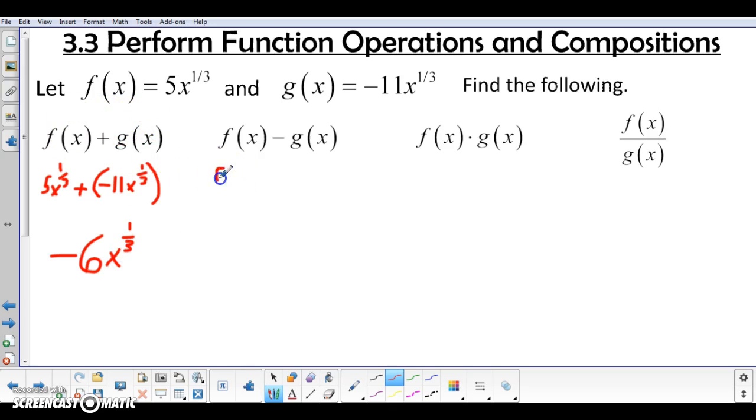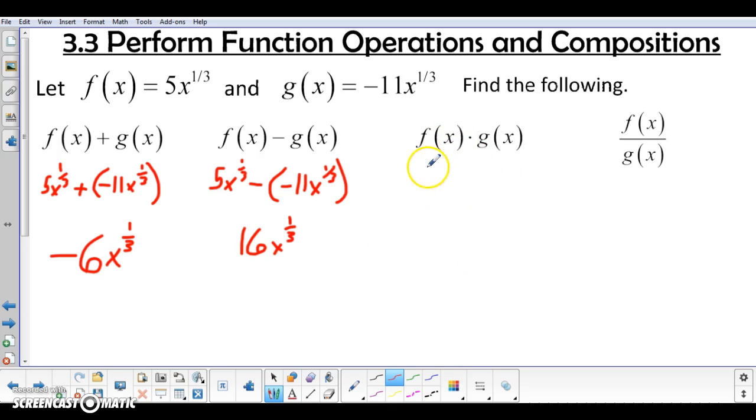Subtracting will work the same way. I'll take 5x to the 1/3, and then I will subtract negative 11x to the 1/3. I think it's a good idea to be careful and use parentheses here because you're subtracting a negative expression. 5 minus negative 11 is going to end up being positive 16x to the 1/3. Again, adding like terms, we don't change the variable or its exponent.